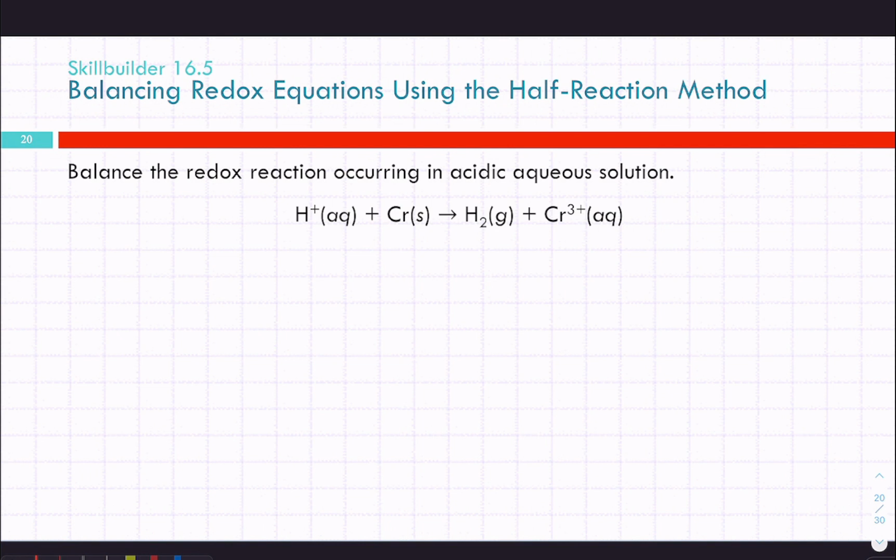So, another reaction to balance. Our first step is to identify the oxidation states. So for ions that are by themselves, it's the same as their charge, +1. Chromium here is a free element, so it's 0. Hydrogen, H2, is also a free element, 0. And then the oxidation state of the chromium 3+ is +3.